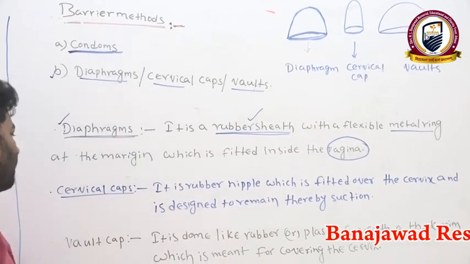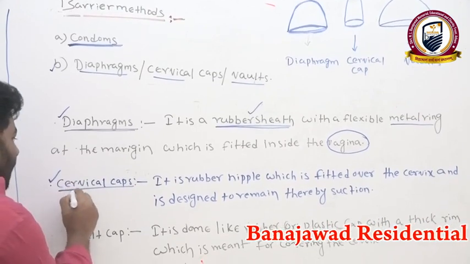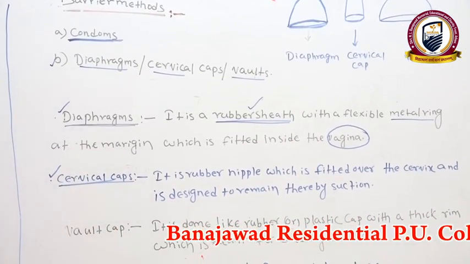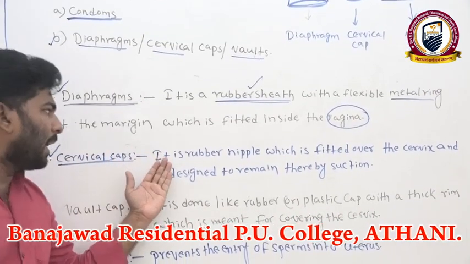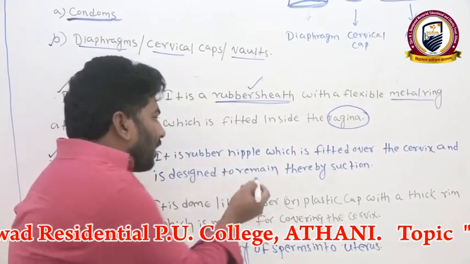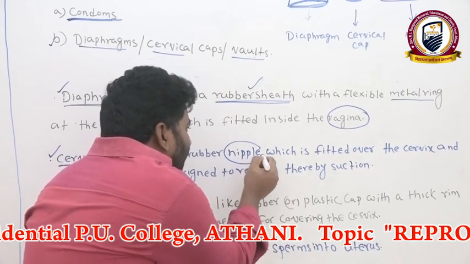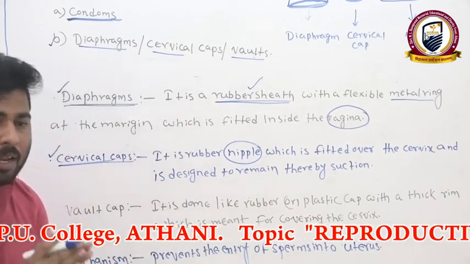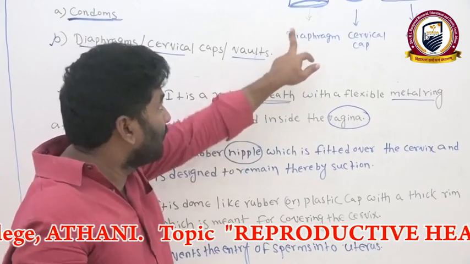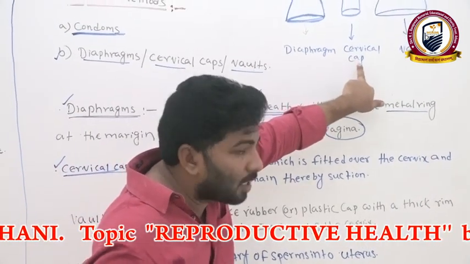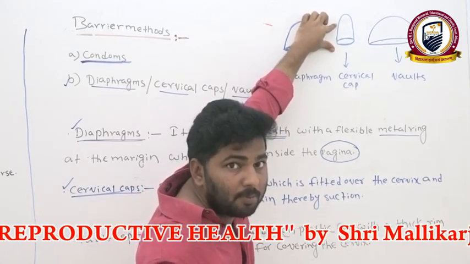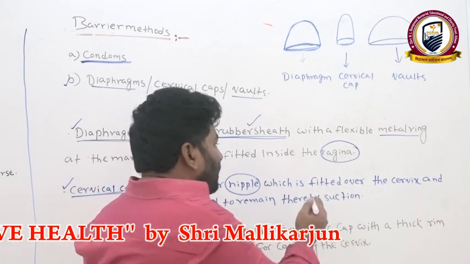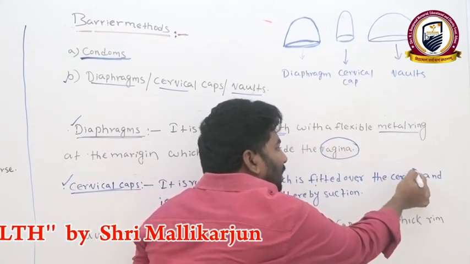Now we can see cervical caps. It is also one of the barriers. A cervical cap is a rubber nipple-like structure. If you see here, the difference between the diaphragm and the cervical cap is that the shape is different. It has a nipple-like shape, which is fitted over the cervix.